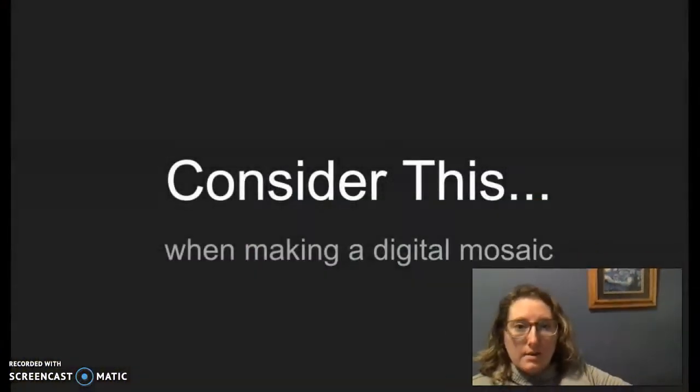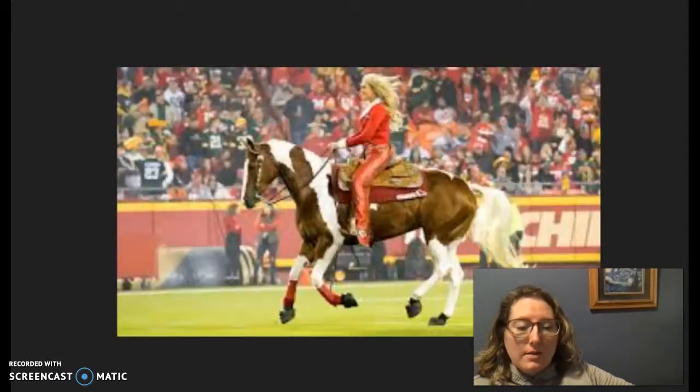So there are a few things that you should consider when you're going to do the digital mosaic project. So here are a few. The first thing you want to consider is the amount of detail in your picture. So if I look at this one, that's a lot of detail.